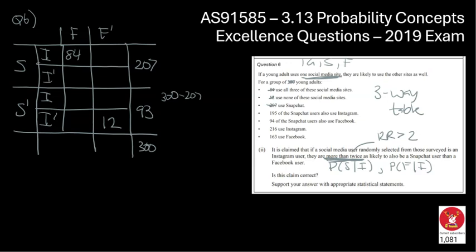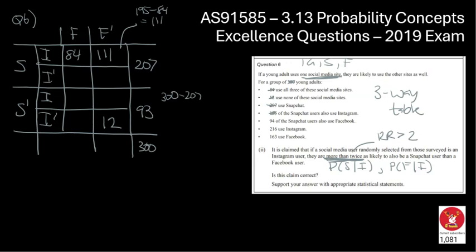195 of the Snapchat users also use Instagram. So this one's going to be a bit messy. So we've got Snapchat and Instagram, so these people here have to be 195, don't they? Luckily we've already got one of them, so this box here is going to be 195 minus the 84, and that's going to be 111. So no codes yet needed, which is nice.